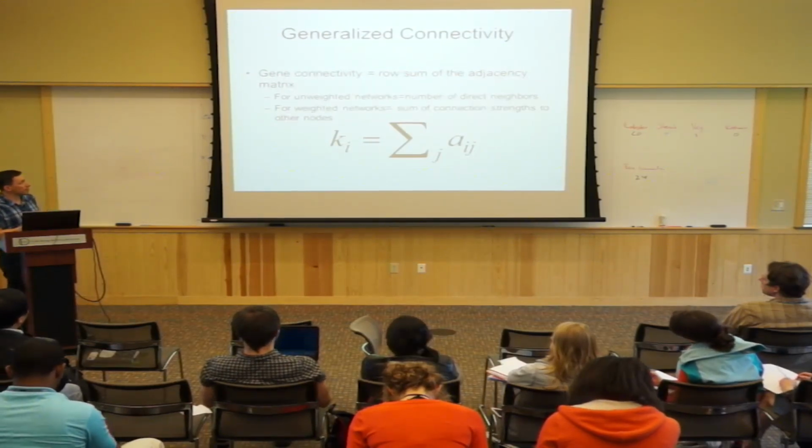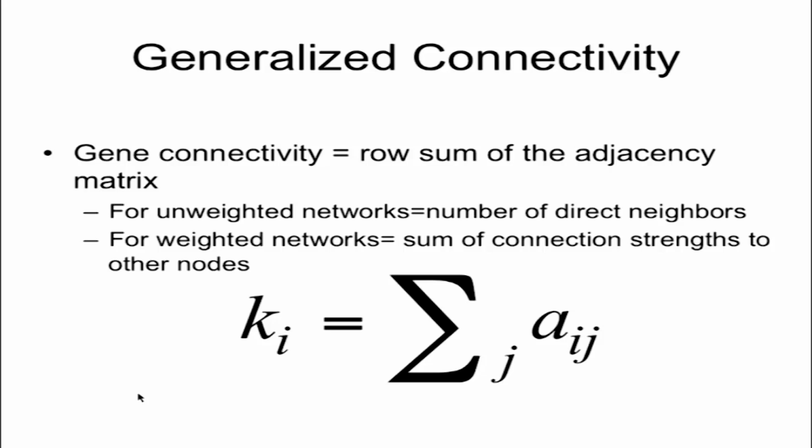So I first need to explain what I mean by gene connectivity. Remember, you have an adjacency matrix, and each row corresponds to a gene. So you can just sum up all the adjacencies of that gene, and that is called the ith connectivity, the connectivity of gene i. And in a social network, that is simply the number of friends somebody has, the number of neighbors.